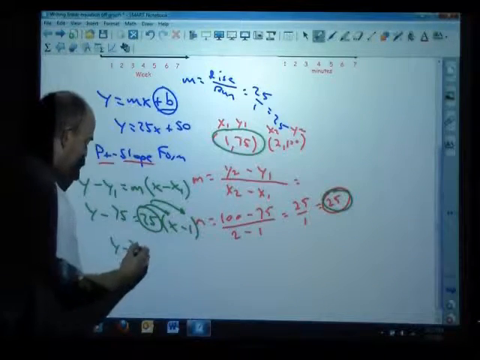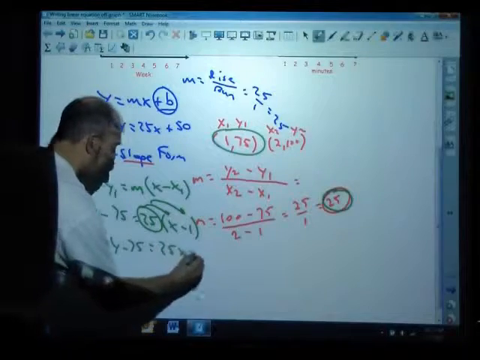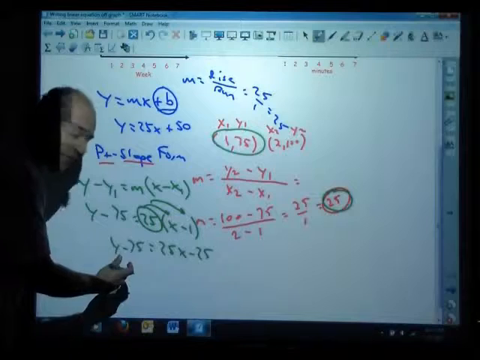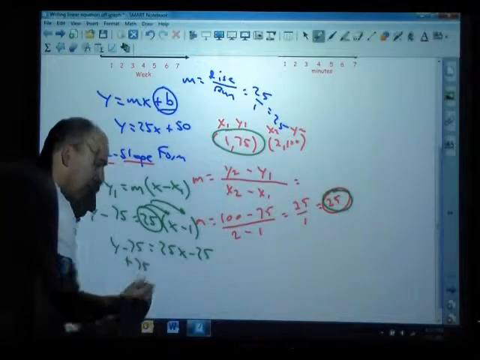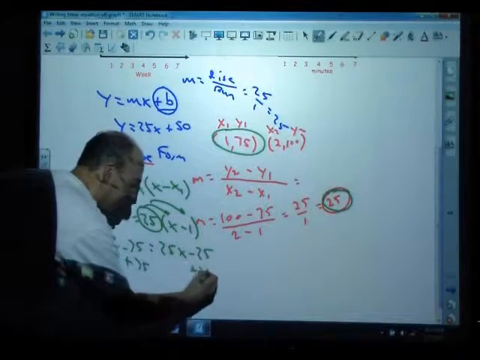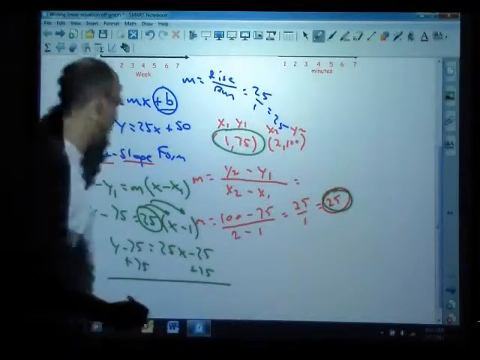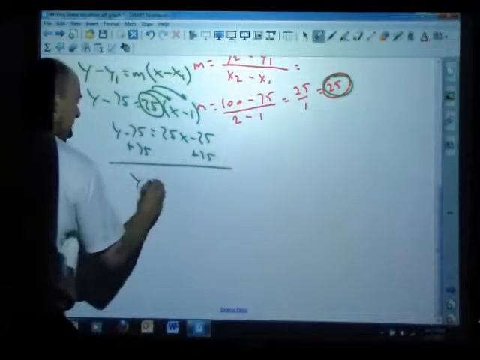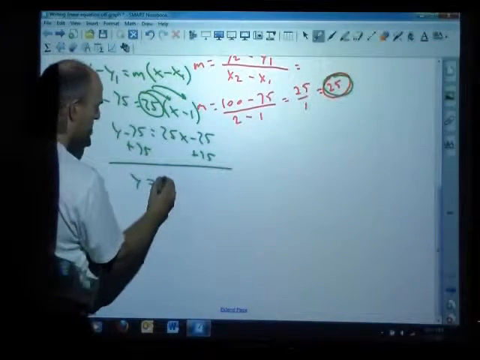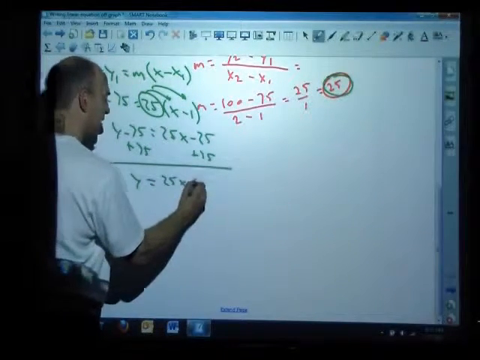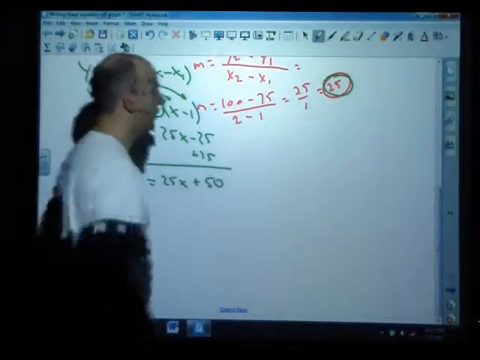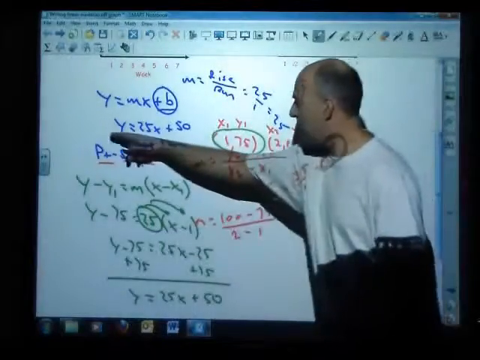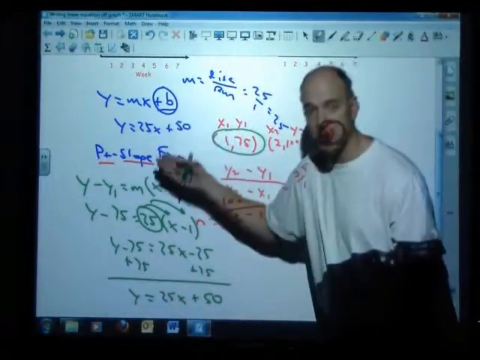Okay? Now I get to do my mathematical simplifying here. Distribute. Y minus 75 equals 25x minus 25, I believe. And I want to get y by itself. When you make a formula for a variable, you're getting that variable by itself and showing how you get it from the other variable. So y equals 25x. This is going to be positive 50. And lo and behold, I arrive at the same equation here that I generated visually.